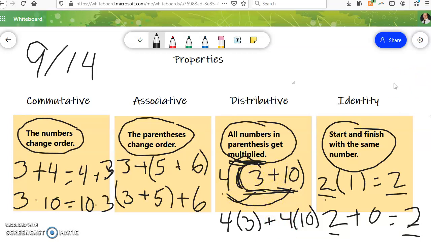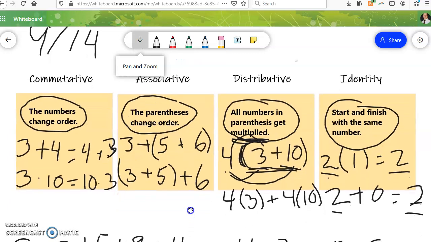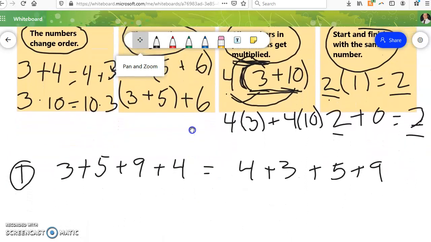Okay. So those are your properties, the 4 properties, and then we need to just be able to identify which one is going on in a long line of math. So let me scroll down here. So make sure you have those in front of you and use those to try and figure out the answers to these examples.